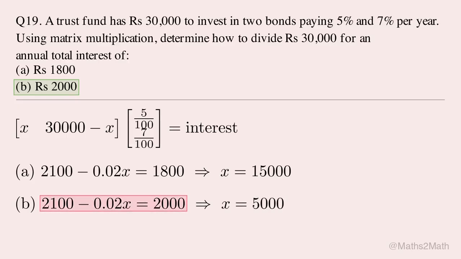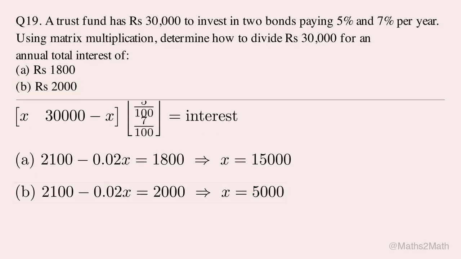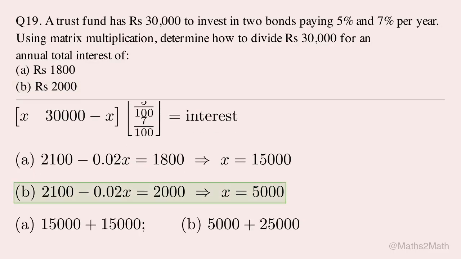Case B, the same equation with 2,000 gives x equals 5,000. That is 5,000 at 5% and 25,000 at 7%.